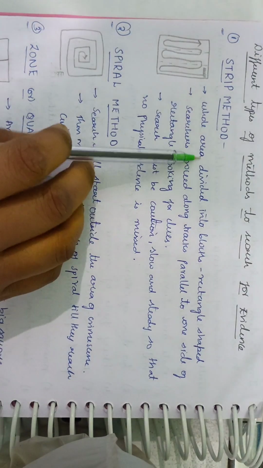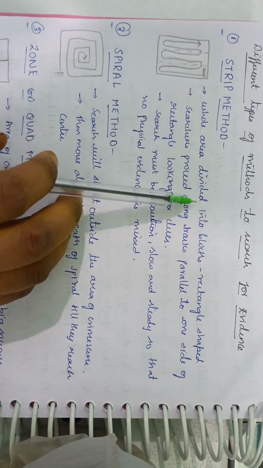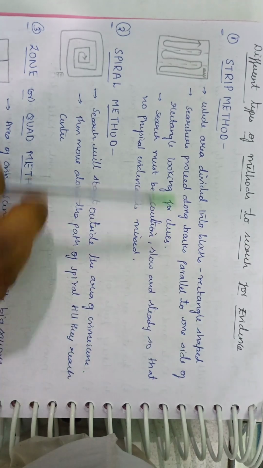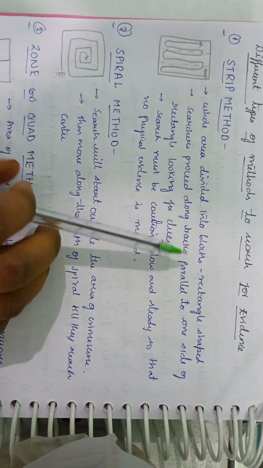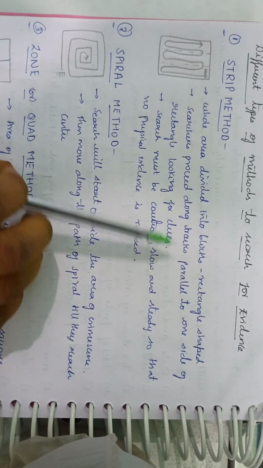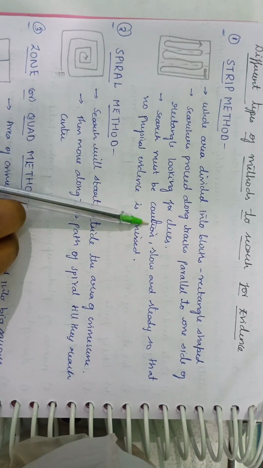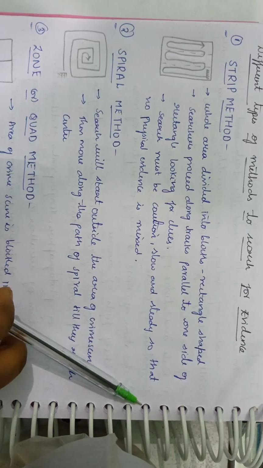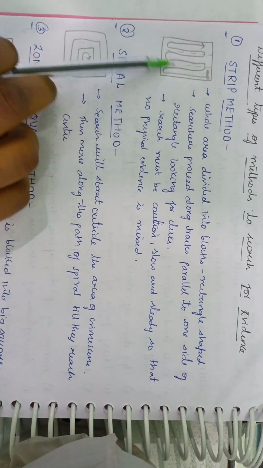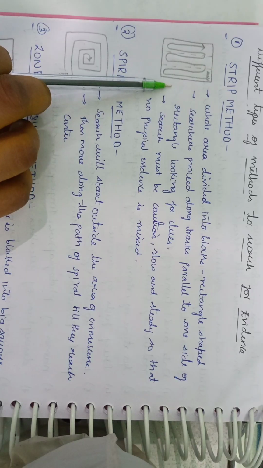In this strip method, the whole area is divided into rectangle-shaped blocks. Then searchers proceed along tracks parallel to one side of the rectangle, looking for the clues. The search must be cautious, slow, and steady so that no physical evidence is missed. This is a diagrammatic representation of the strip method.